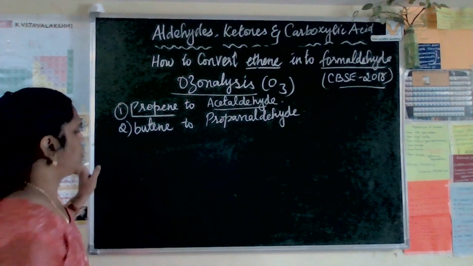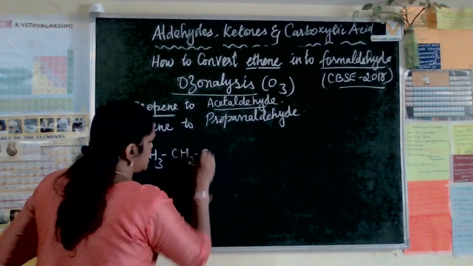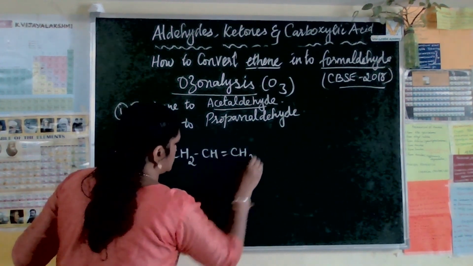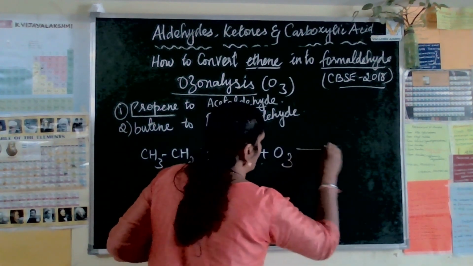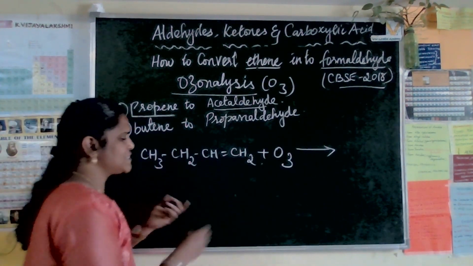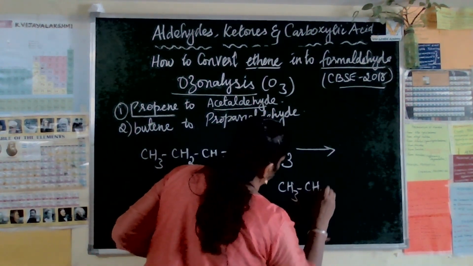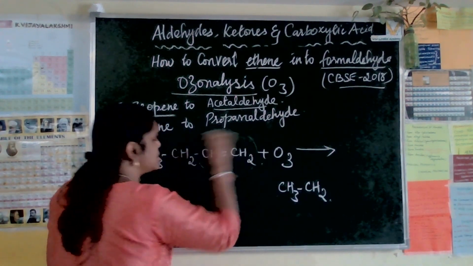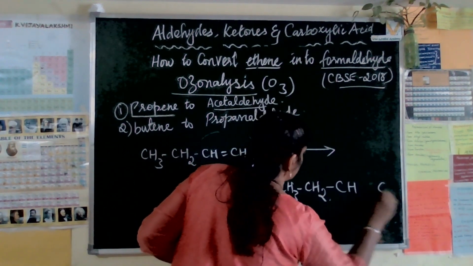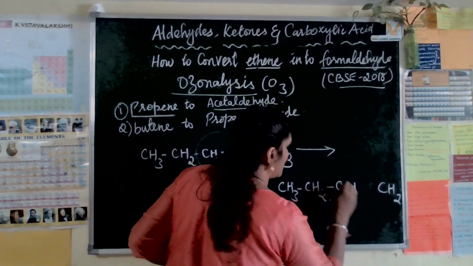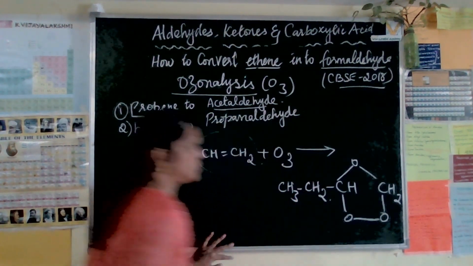Butene into propanaldehyde. What is it? Butene, CH3, CH2, CH double bond CH2. Yes, you got it. Okay, now along with ozone, I think you got an idea how to do that. By this time, you people can do that. Okay, CH3, CH2. Wherever the double bond is there, only that bond breaks. So that means CH, here CH2, and then you have to put it like this, and then ozonide formation.